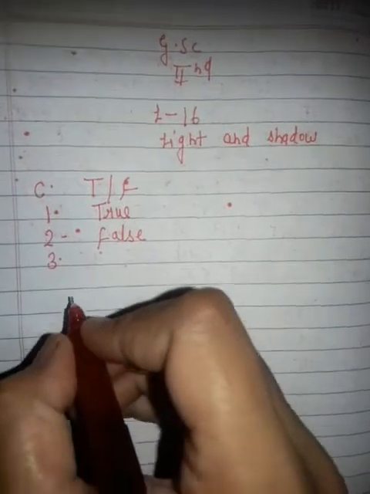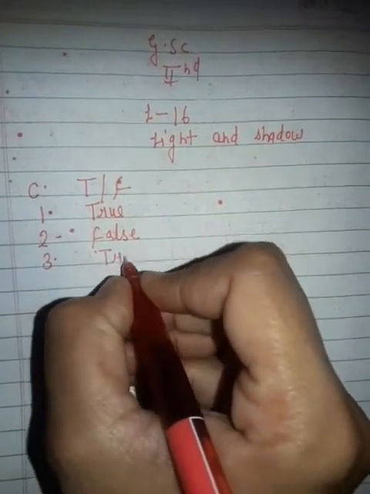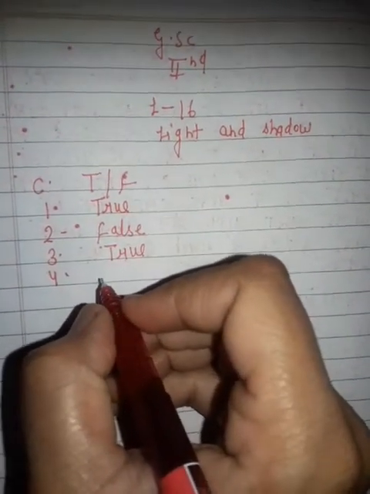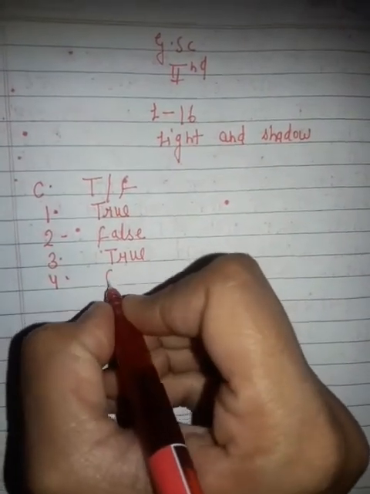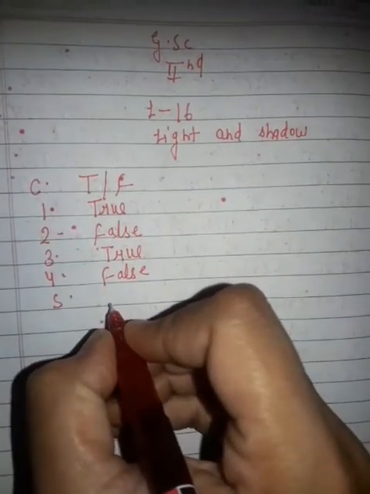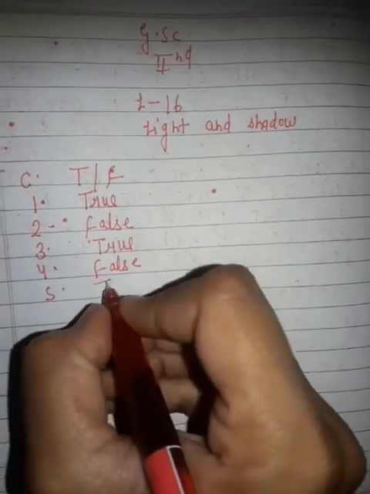Third one, sunlight makes the day bright. True. Fourth, things cast shadows in dark. False. Fifth, the shape of the shadows depends on the shape of the object. True.